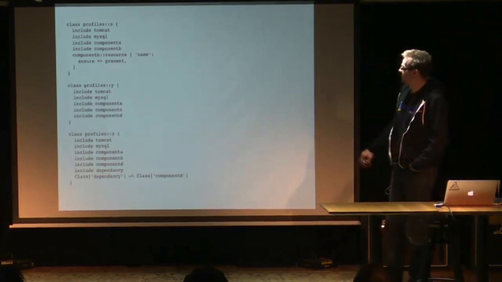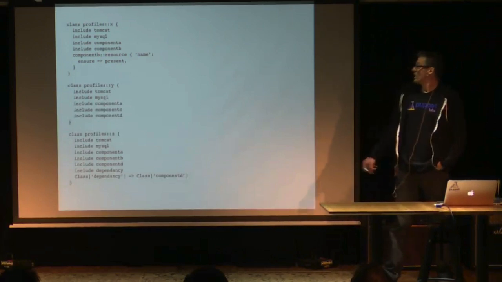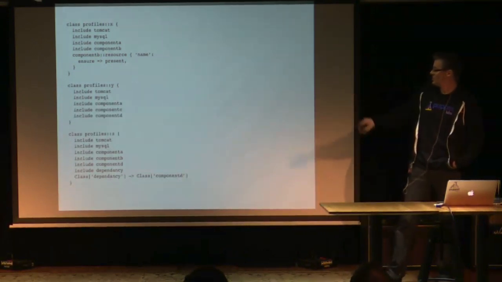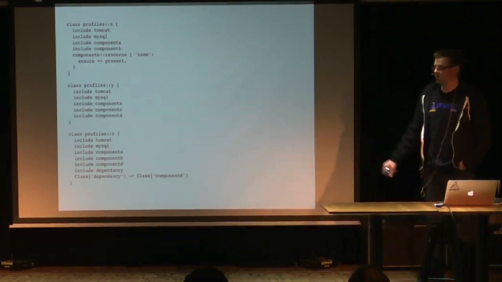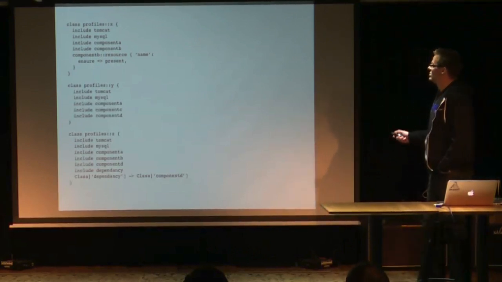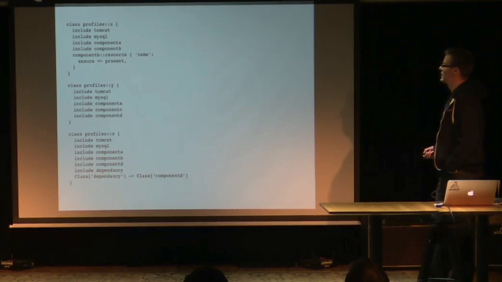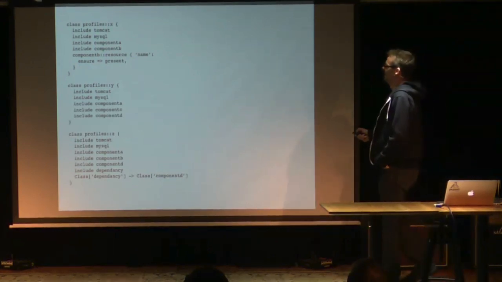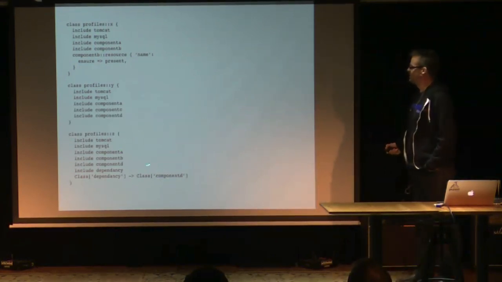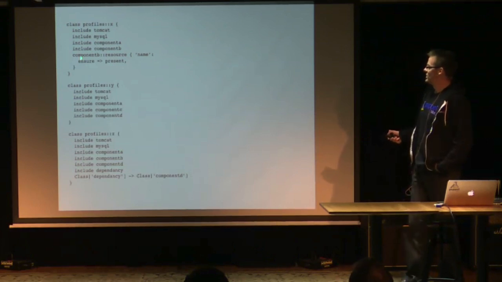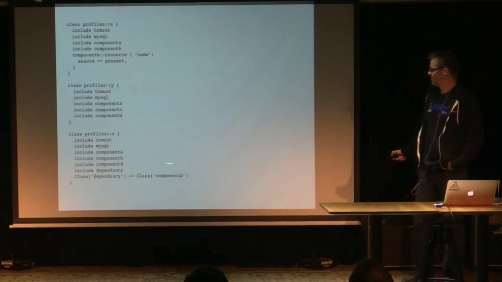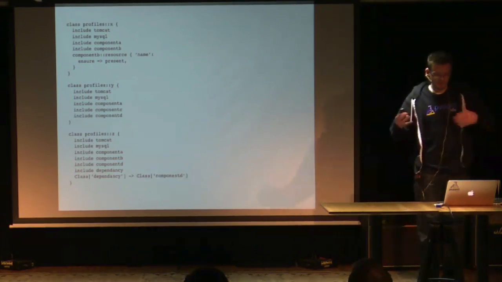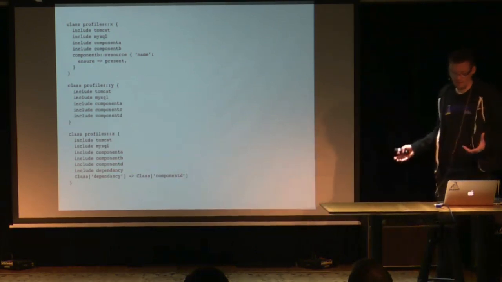So at first, we had a profile X, a profile Y, and a profile Z, and all these do is implement all the components. They all require Tomcat, MySQL, and component A. Some of them require component B, C, or D. This one uses a resource that comes out of component B. This one has a dependency that it needs to chain. Just implementation things that won't fit anywhere else.